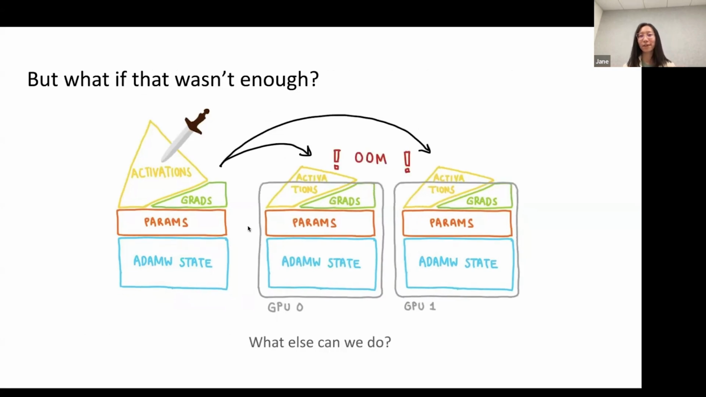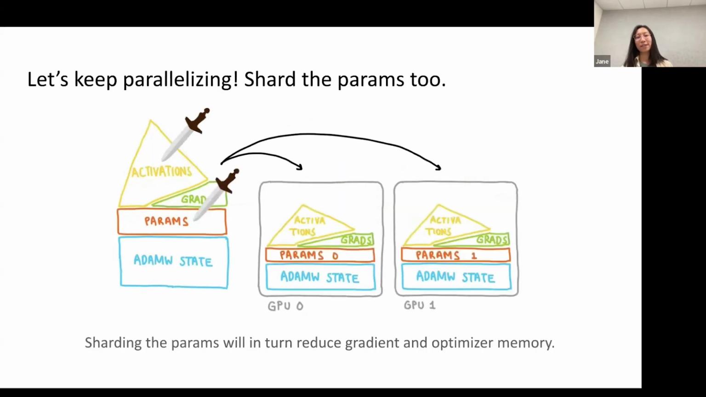But let's make this harder. Let's say you have less memory than that, and even after doing that data parallelism, it was still OOMing. It's still out of memory. What else can you do? And here, you can do what Mark was mentioning, but not with quantization. You can shard your parameters in half.